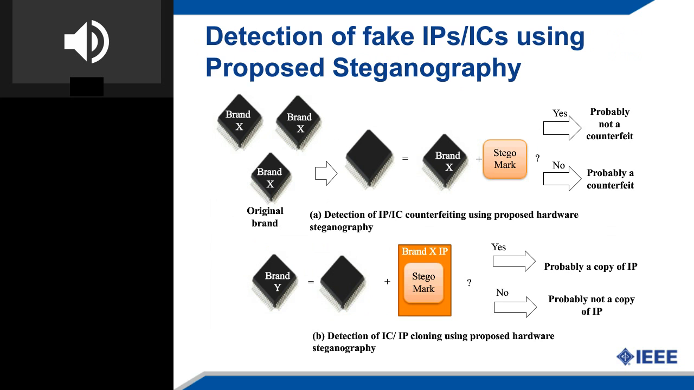So how do we detect fake IP ICs using the proposed steganography? For example, if you have a brand X IC, you can extract the stego mark from it and match it. If the stego mark exists, it's probably not a counterfeit. If the stego mark does not exist, it is probably a counterfeit. In case of cloning, if a brand Y contains the stego mark of brand X, then certainly it's a copy of an IP. If it does not, then probably it is not a copy. That's how an invisible stego mark post-extraction can help you detect IP counterfeiting or IP cloning, or basically a cloned or counterfeited version of the actual IP.